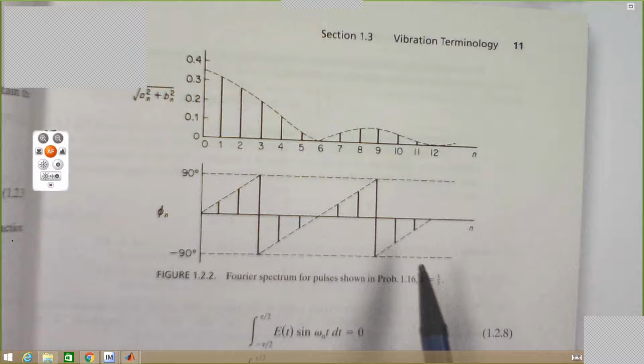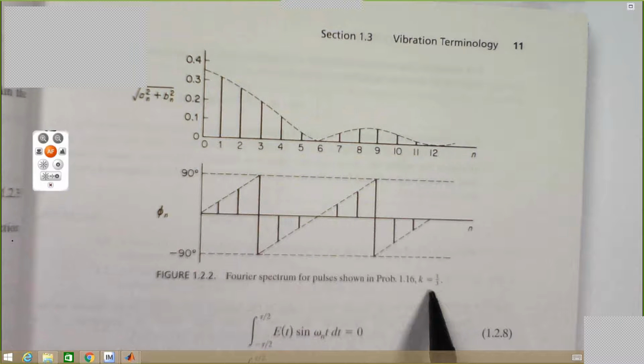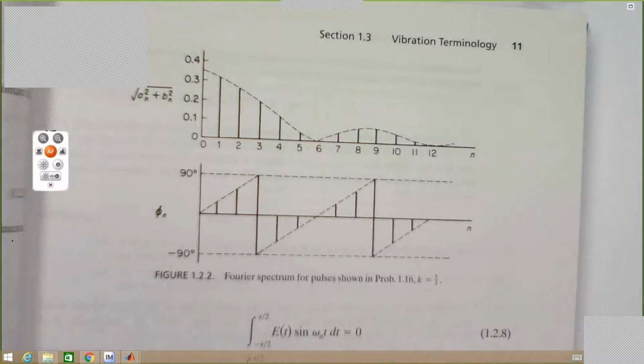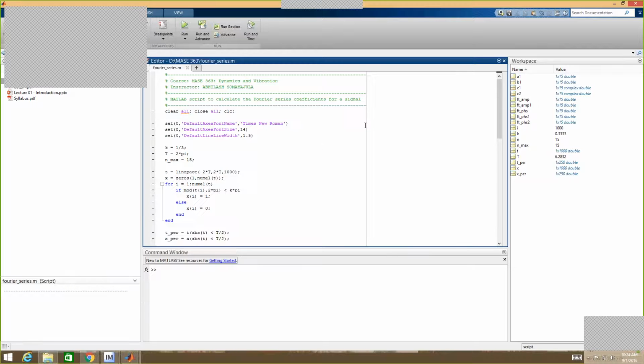Alright, so they want you to do it for k equal to 1 by 3. So let's try to run this example in MATLAB and see, just to get you a feel of how things can be done and what Fourier series actually allows us to bring.